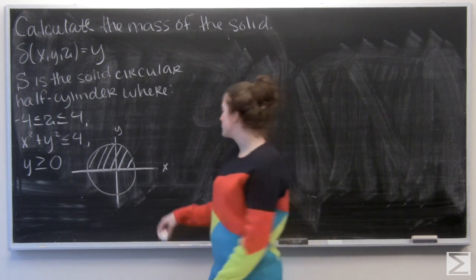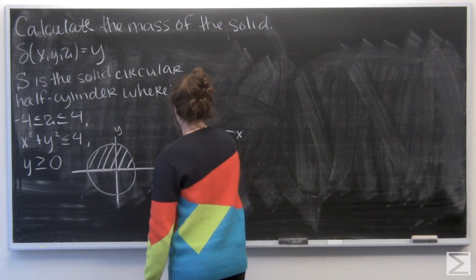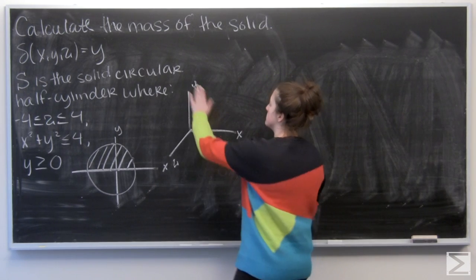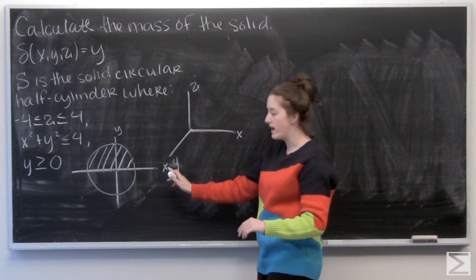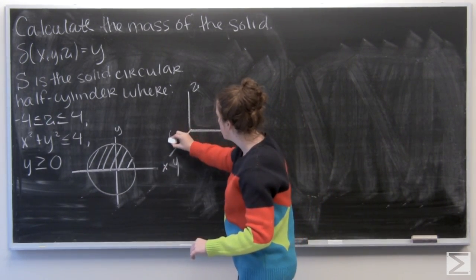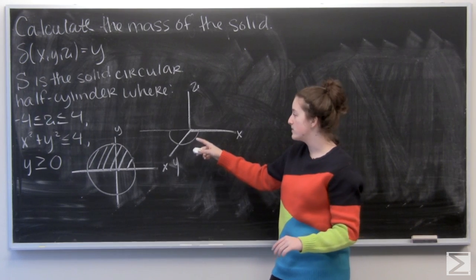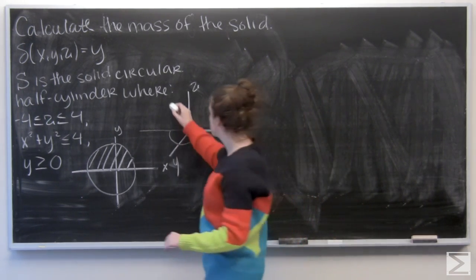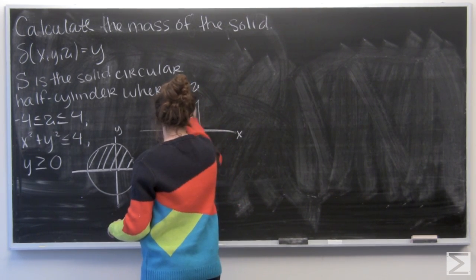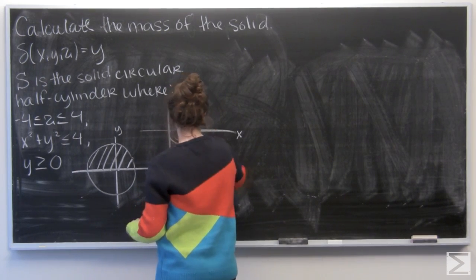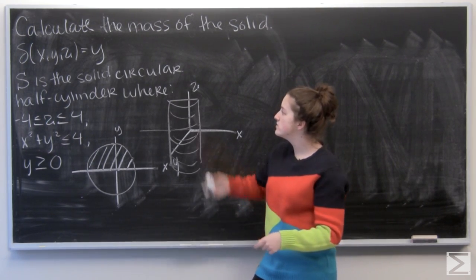Now let's try to draw it as a 3D shape. Let me start with my projection. I know this is the positive y-axis, so my projection looks something like that. And then I'm going to extend up 4 units and down 4 units. So we can see that I'm just looking at half of a cylinder.